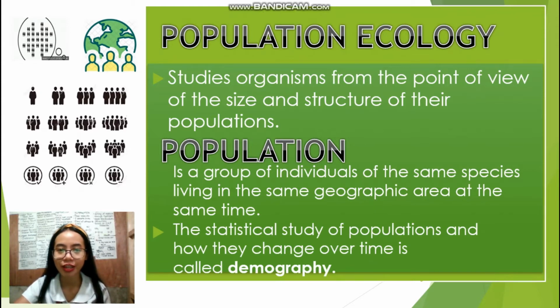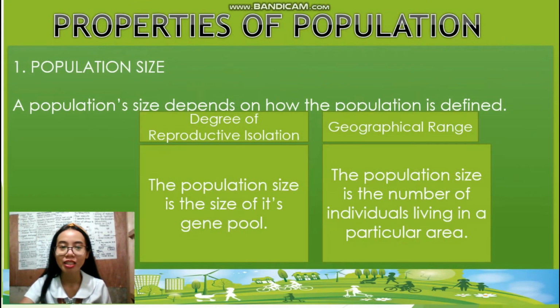The statistical study of populations and how they change over time is called demography. There are two important measures of population: population size and population density. Population size depends on how the population is defined. It could be a degree of reproductive isolation or a geographical range. When we say degree of reproductive isolation, the population size is the size of its gene pool. When we say geographical range, the population size is the number of individuals living in a particular area.